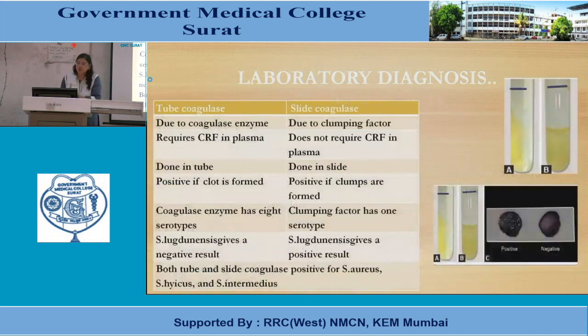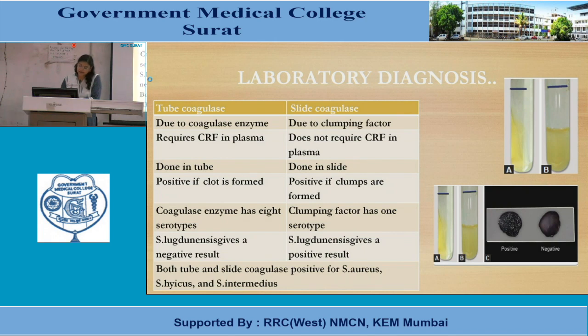So the first test is the tube coagulase test and slide coagulase test. The tube coagulase test is due to the coagulase enzyme, while slide coagulase shows the result due to clumping factor. The tube coagulase requires the coagulase reacting factor in plasma, while slide coagulase doesn't require CRF in the plasma. Tube coagulase is done in a tube, while slide coagulase is done on a slide. In tube coagulase, if positive, a clot will be seen, while in slide coagulase, clumps will be seen. The tube coagulase enzyme has 8 serotypes, whereas clumping factor has only 1 serotype.